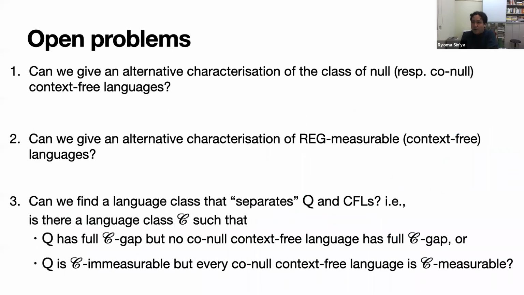So, okay, this is a summary of open problems. And okay, I'm satisfied. That's all.